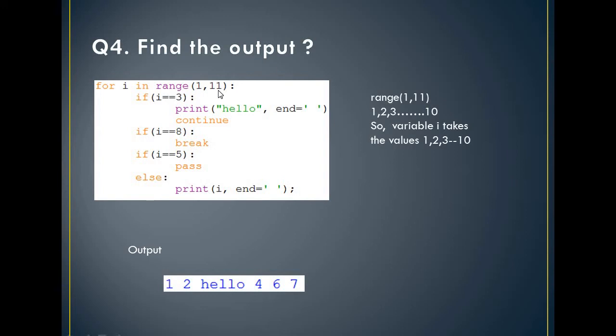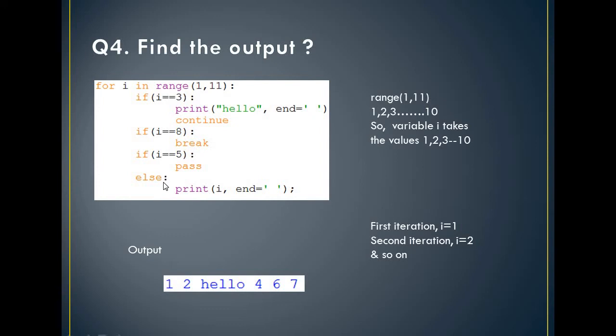In the first iteration i gets the value 1. When the value of i is 1, checking the condition 1 equal to 3, the condition is false. It goes to the next if statement, 1 equal to 4, again the condition is false. It goes to the next if statement, 1 equal to 5, that is also false.